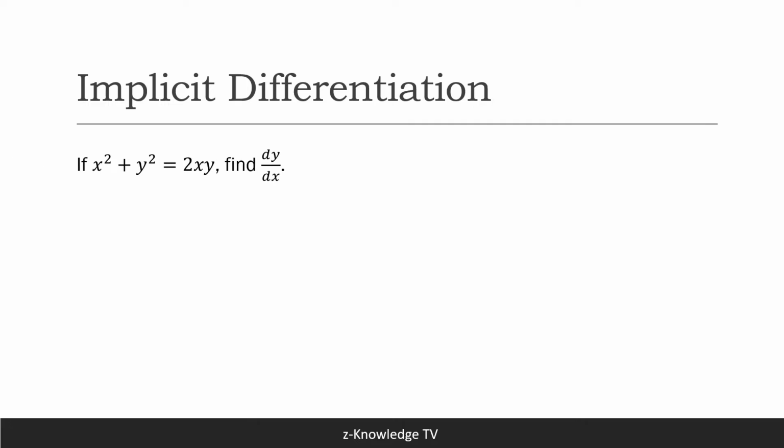So, paano naman kapag ito yung equation? So, if x squared plus y squared is equal to 2xy, find dy over dx. So, halos same lang din yan nung first example natin. So, since na by term sila, differentiate natin sila by term. Okay? So, unahin natin itong part na to. Then ito, and then yung pangatlo. Okay? So, ito muna.